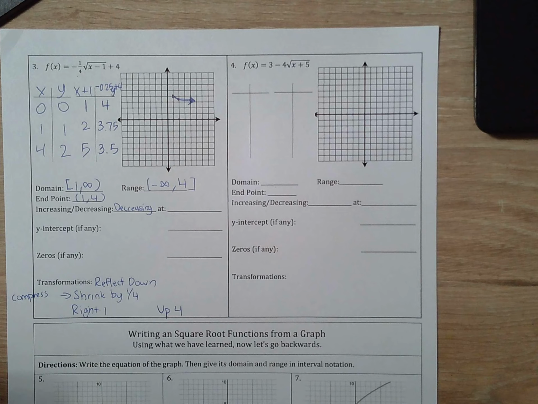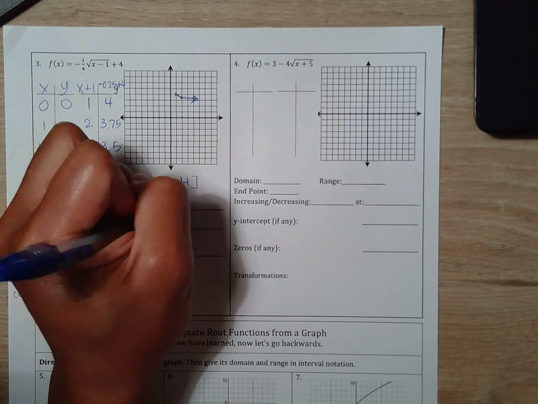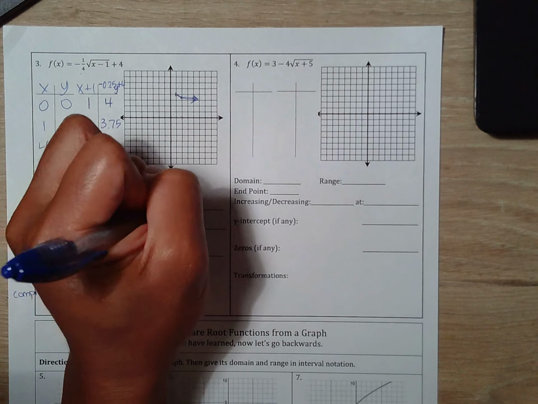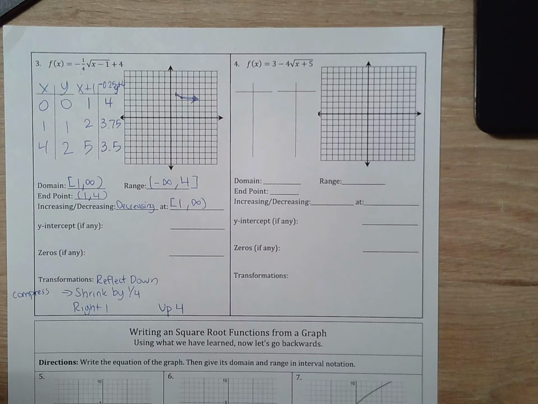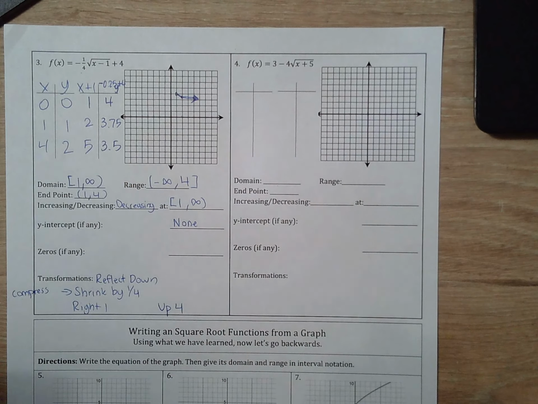Decreasing. Well, it's decreasing on the interval of 1 to infinity. On that interval from 1 to infinity. The y-intercept, I don't have any. Don't have any, none. Doesn't cross my y-axis, right? My zeros, though, I will have zeros here, and I'll show you guys how to get that later. We'll save that part for another lesson.